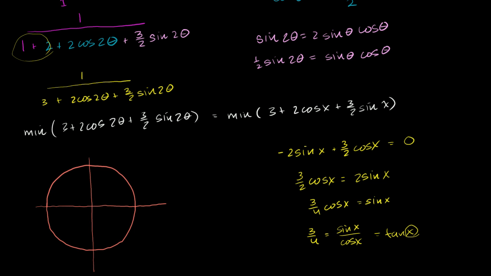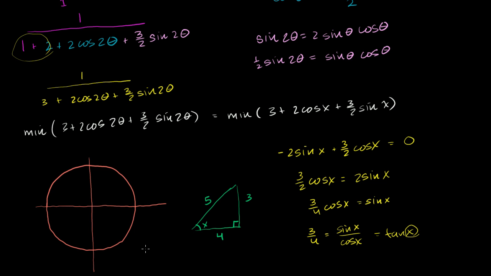Remember, tangent is opposite over adjacent, right? So if this is my triangle right over here, if this is x, opposite over adjacent is equal to 3/4. So opposite could be 3 and adjacent could be 4. And we hopefully immediately recognize this. This is a 3, 4, 5 triangle because it's a right triangle. 3 squared plus 4 squared is 25, which is 5 squared.